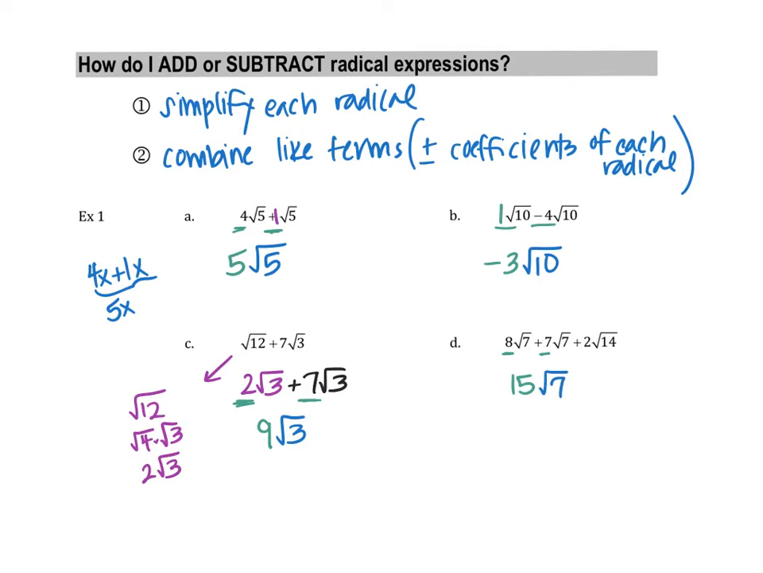And then 2 root 14 is going to stay just as it was because, again, we have to have the same radicals. So square root of 7 and square root of 14 are different radicals. It's like different variables. So we cannot simplify any further. So this would be my final step.